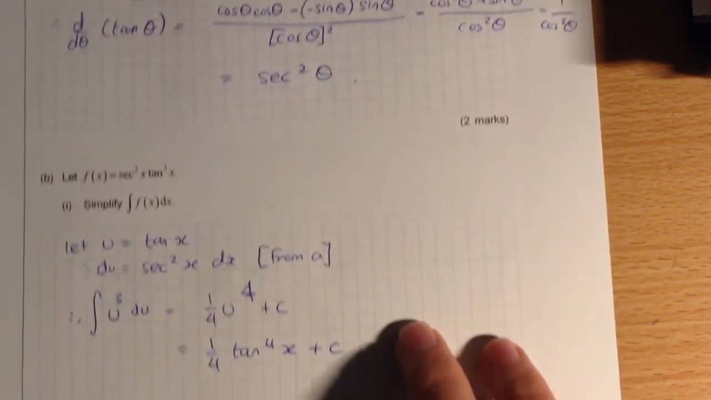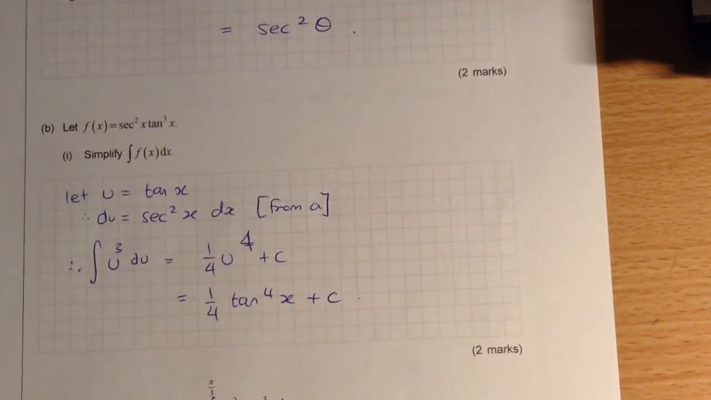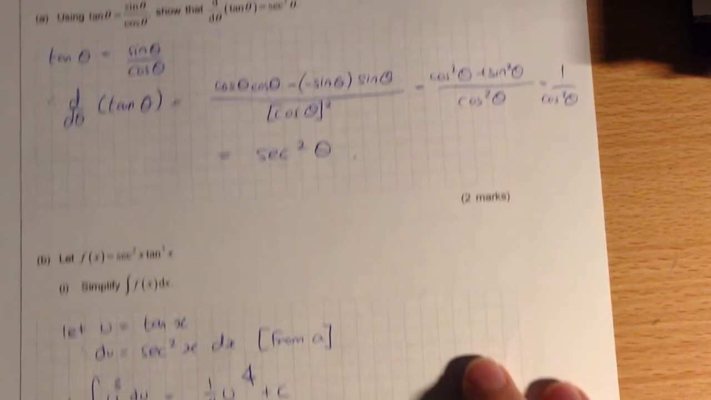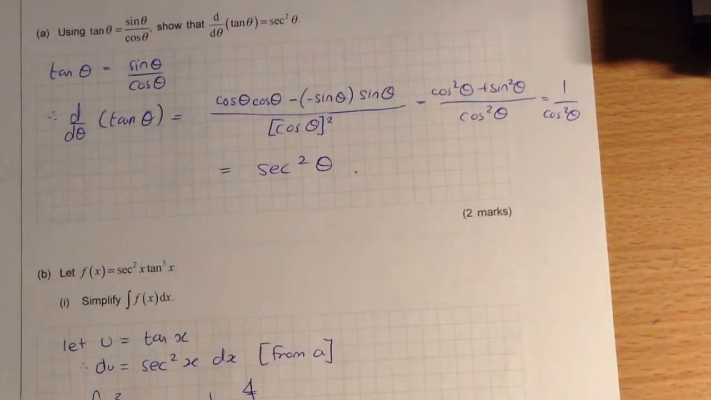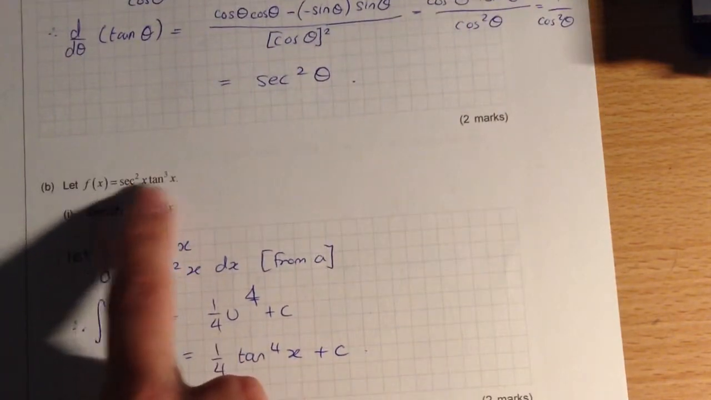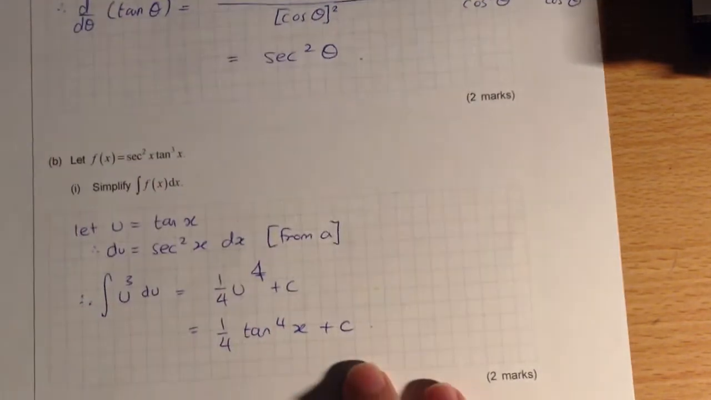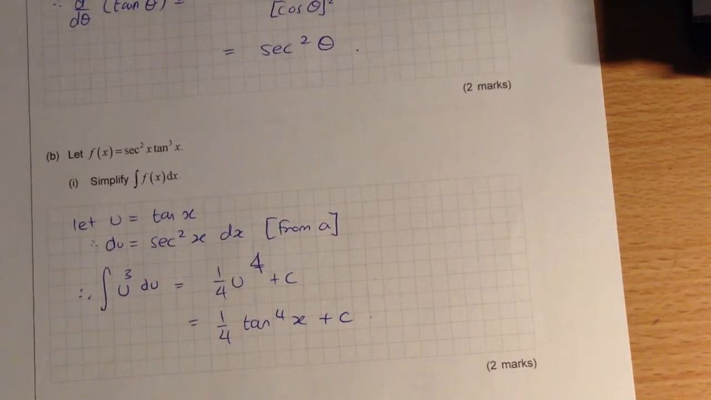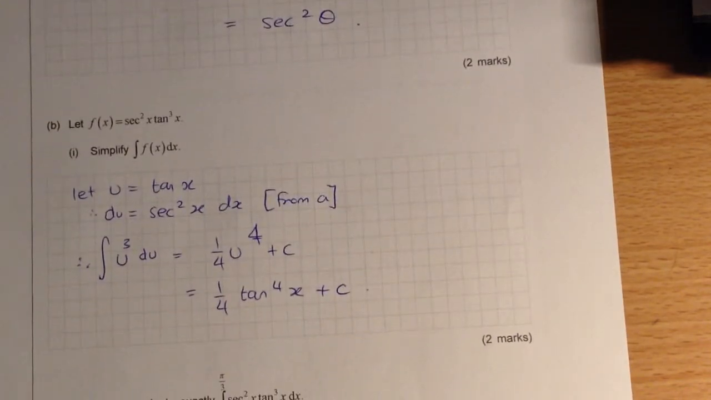Moving on to the next question, we need to find the integral of f of x dx, where f of x is sec squared x tan cubed x. So what we do is we use u substitution. Clearly, we've just shown that if we differentiate tan theta, or tan x if you will, then we get sec squared theta. So we can see a derivative in there as well. So we let u equal tan of x, and therefore du is sec squared x dx, using our result from part a.